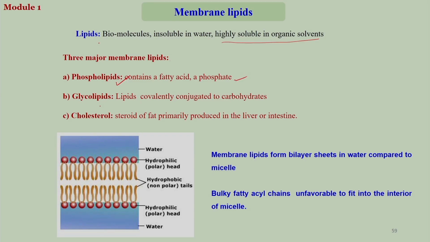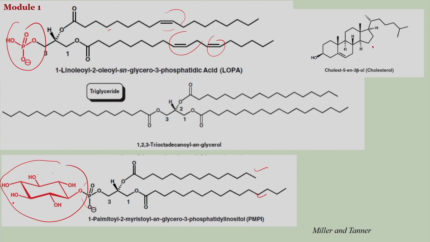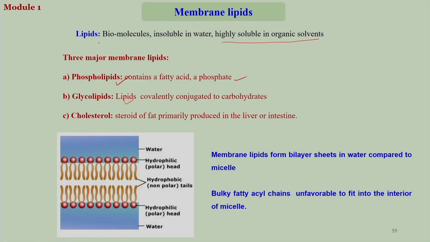It contains a glycolipid. Glycolipids are the lipids which are covalently conjugated to carbohydrates. One or more chains of sugars can be present. This is the sugar chain. One or more sugar chains can be present. That is the glycolipids. It is a major constituent of cell membranes.